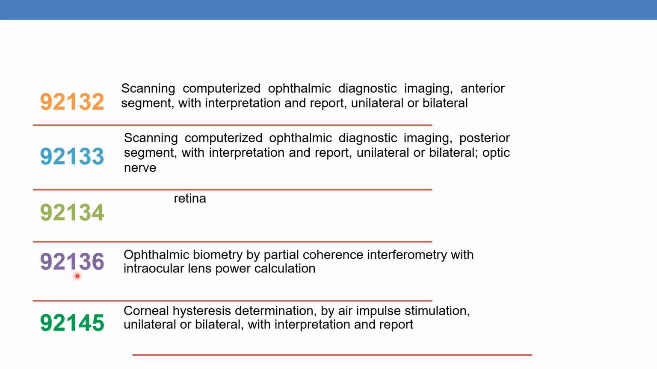The next is 92136, ophthalmic biometry by partial coherence interferometry with intraocular lens power calculation. The next is 92145, corneal hysteresis determination by air impulse stimulation, unilateral or bilateral with interpretation and report.